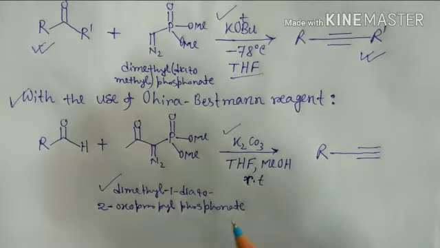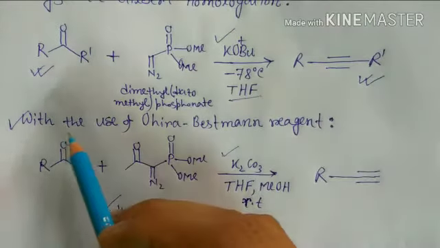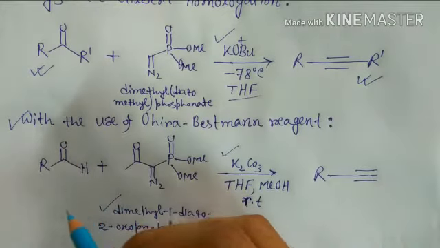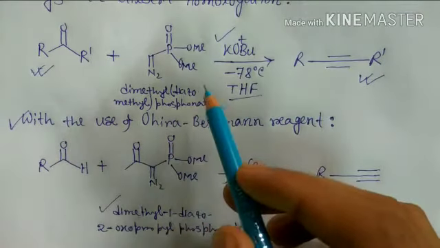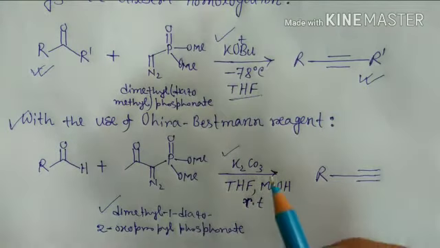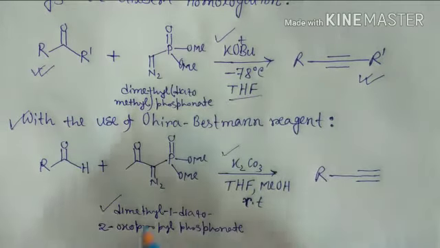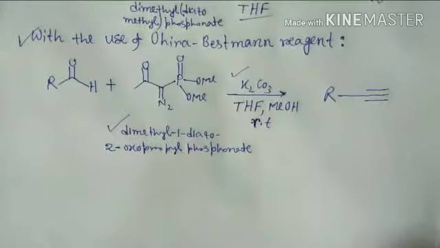This reaction is less sensitive to the functional groups. For example, if you have an aldehyde which can enolize, it can undergo aldol condensation under the Seyferth-Gilbert condition because it uses a very strong base. This aldol condensation you can prevent by using this Ohira-Bestmann reagent. Now let us look at the mechanism of these two reactions.